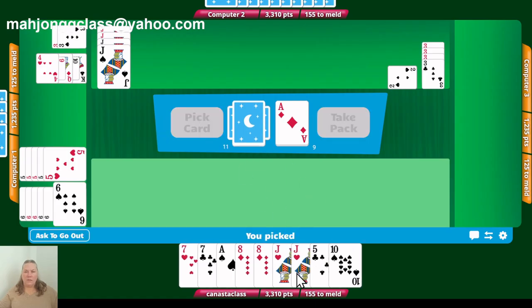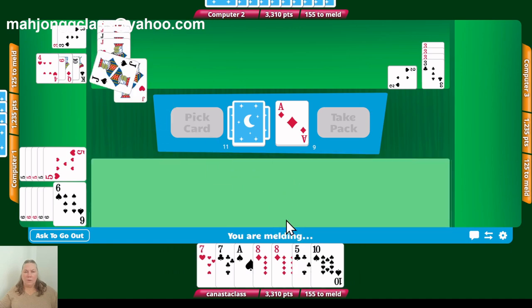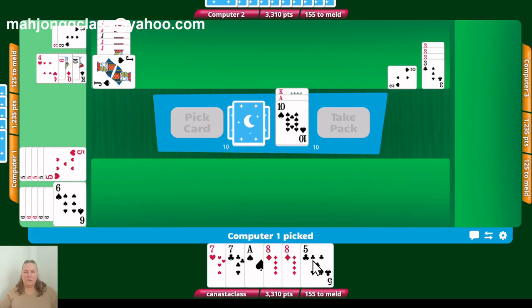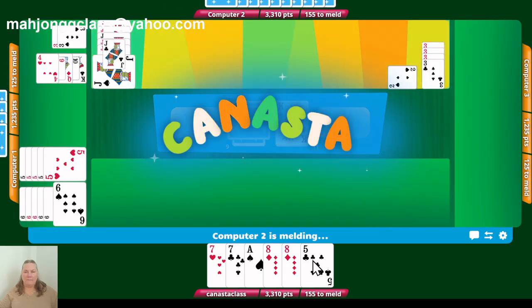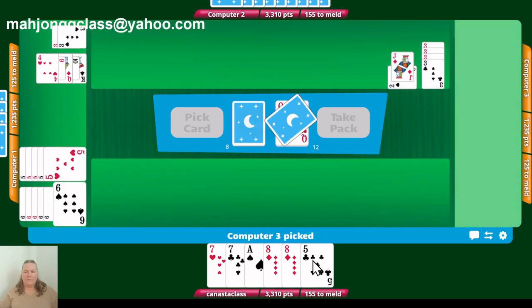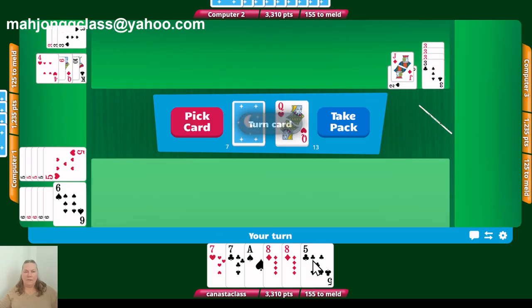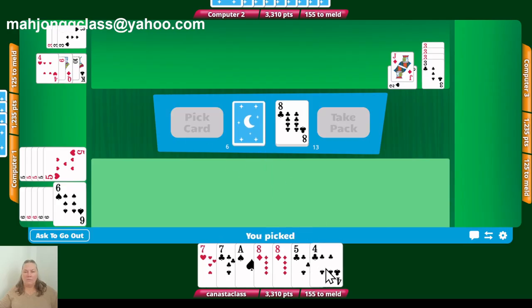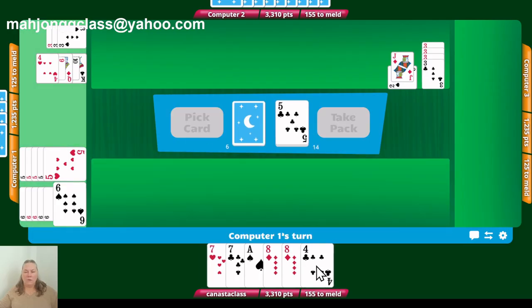I guess I'm putting the jacks out. Maybe my partner has a wild, another wild. Let's get rid of the 10. That's a dead card. Beautiful. I'm not going to pick it. I don't want to get caught with all those cards.